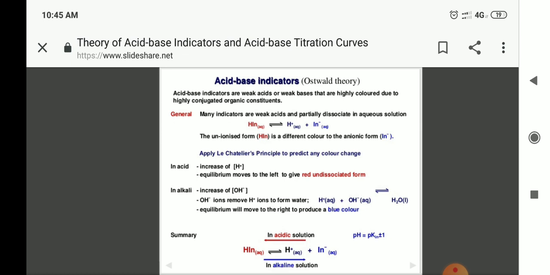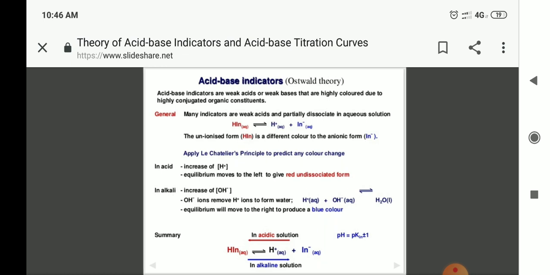In acid, with an increase in H plus ion concentration, the equilibrium moves to the left to the red undissociated form. In alkali, with an increase of OH minus, the OH minus ion removes H plus ion to form water, that is H plus and OH minus give water. The equilibrium will move to the right to produce a blue color. That is the summary: HIn gives H plus and In minus, in acidic solution and in alkaline solution.